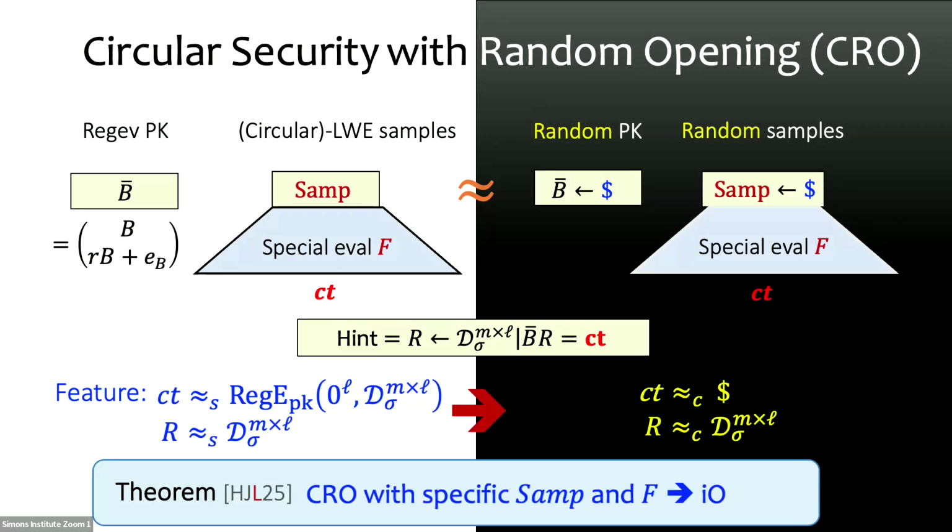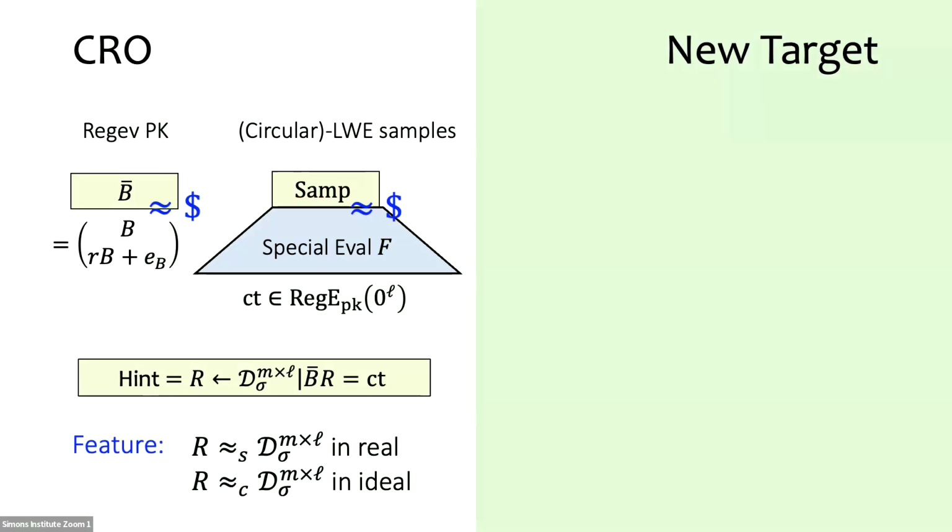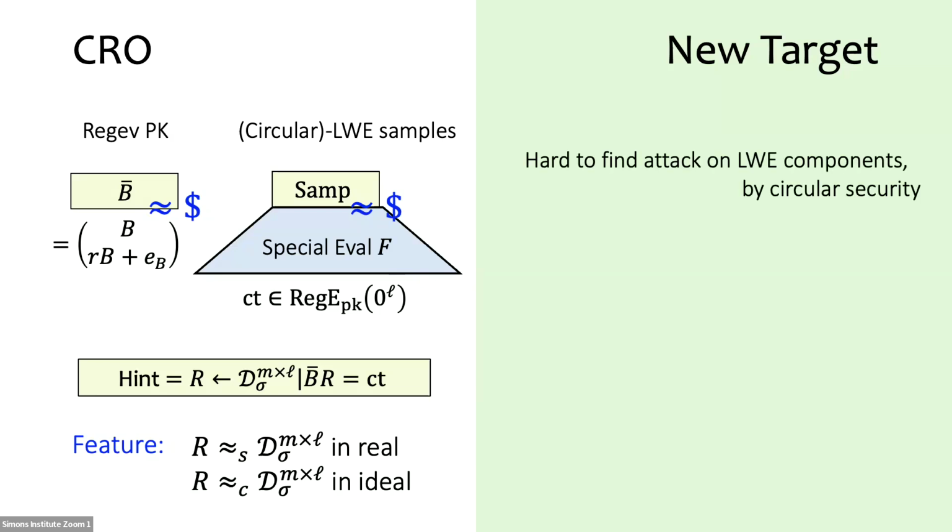What we showed in the paper is that for some fully specified distribution of circular LWE samples and a fully specified evaluation procedure F, this assumption implies XIO. What we would like to say is that this basically provides a new cryptographic target. We can do more things to try to attack it.